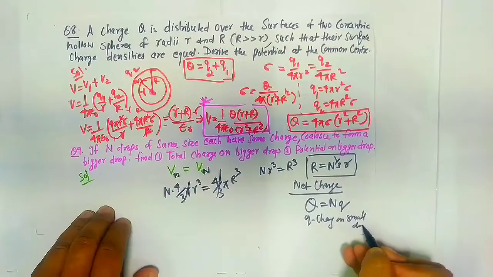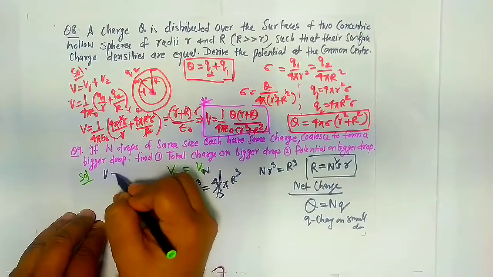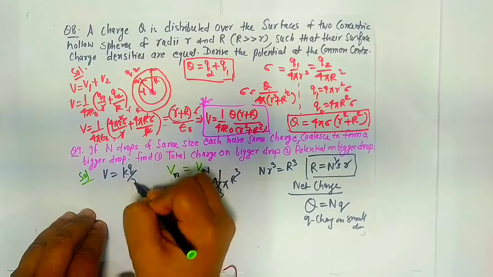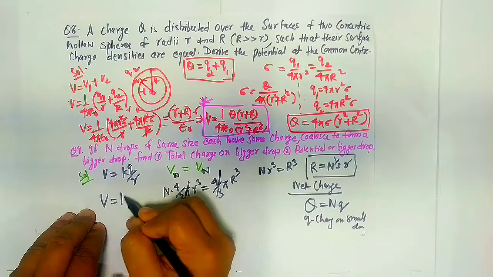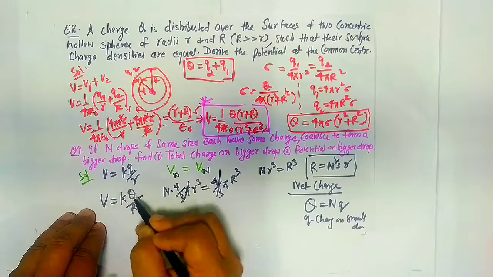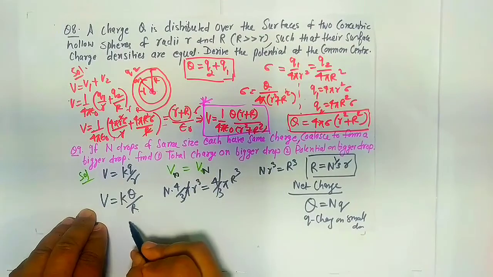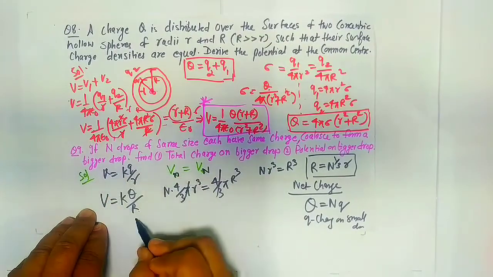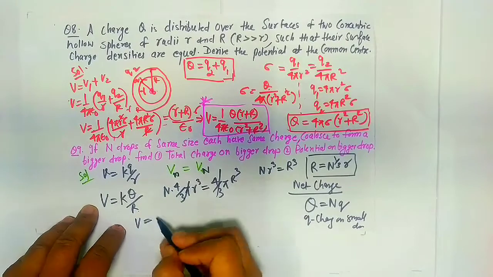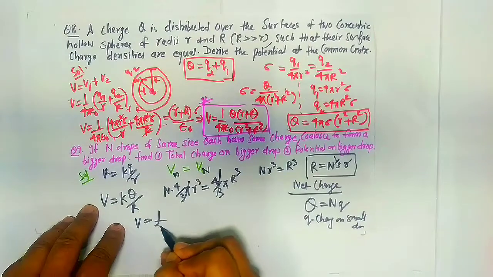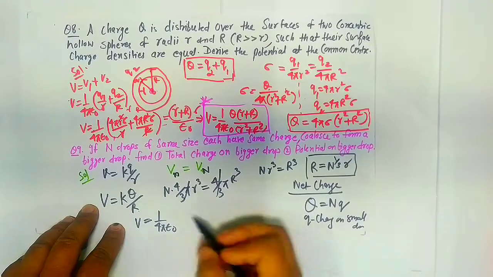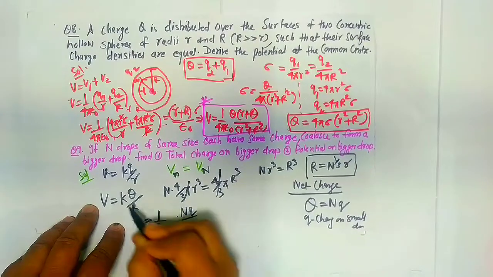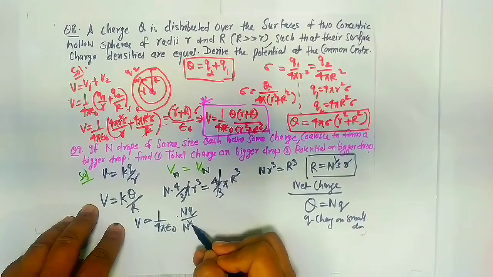And what will be the potential? Potential of small drop is kq by r, and potential of big drop is KQ by R. So you replace Q and R from here. Finally, V will be what? If you put it here, 1 upon 4 pi epsilon naught. In place of Q, it will be nq, and in place of R, it will be n^(1/3) r.